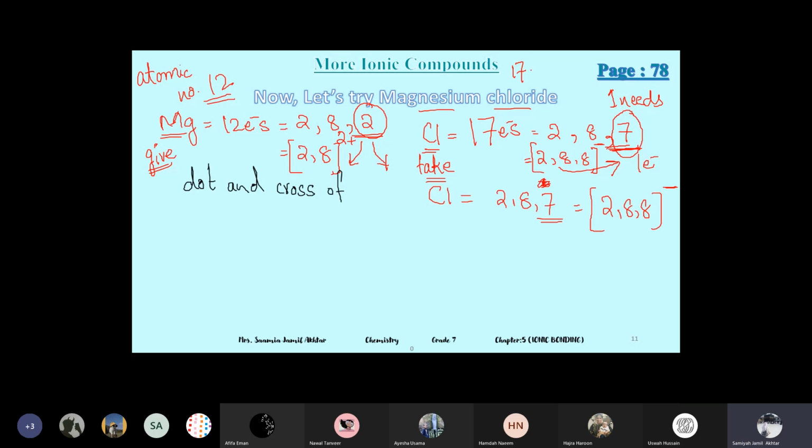Dot and cross diagram for magnesium chloride. It is 1 magnesium and 2 chlorine, so it will be MgCl2. So let's draw magnesium, Mg. We will draw the diagram after the transference, as I told you before. After the transferring of electrons, then we will draw the diagram. So after the transference, magnesium has only 2 shells: 2 in one shell and 8 in the second shell.